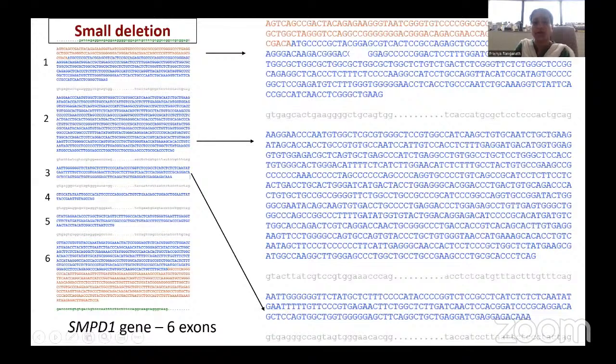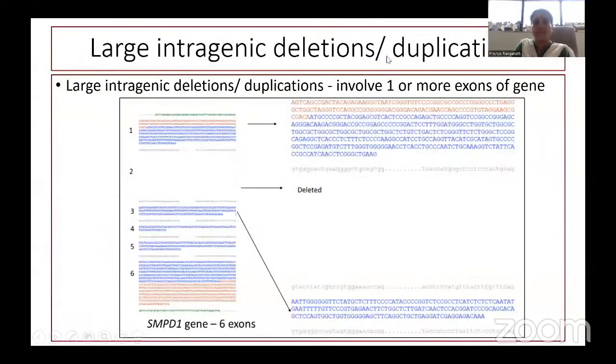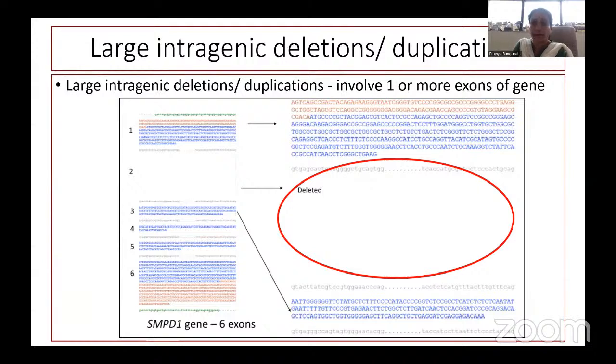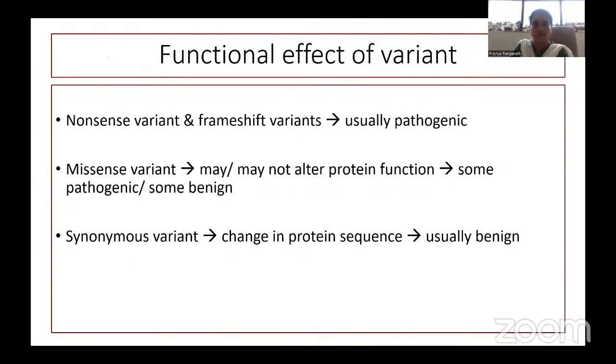Small deletions are generally like this, where you have one or a few nucleotides missing. But sometimes you can have large intragenic deletions or duplications also, where the entire exon or multiple exons may be deleted or duplicated. Those are the ones we call exonic deletions or duplications. Generally, nonsense variants and frameshift variants tend to be pathogenic, disease-causing. Missense variants may or may not alter the protein function. Some of them may accordingly be pathogenic, some may be benign.